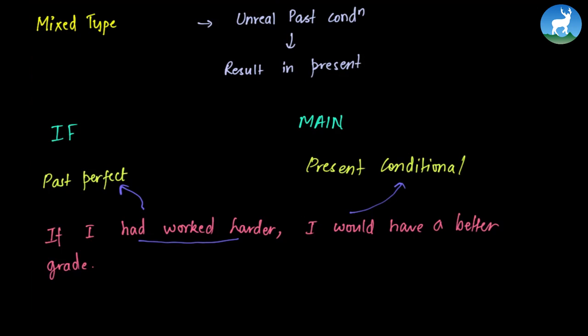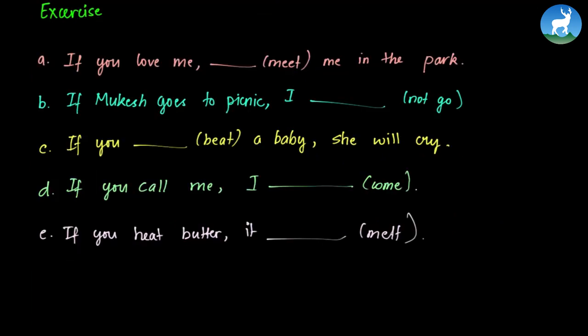Now we will go through some exercises. Here are 5 sentences and we need to put the correct form of the verb that's given in the bracket. So if you love me, blank, meet me in the park. So we have, if you love me, meet me in the park. Now this is the correct form.